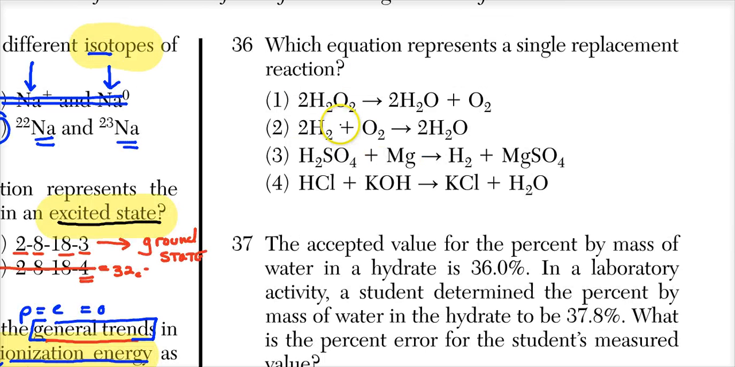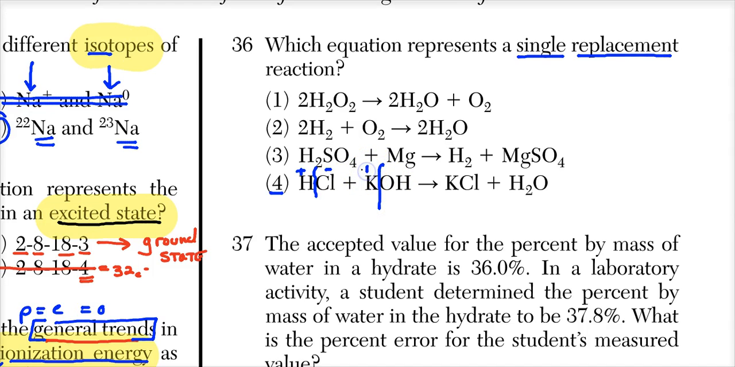Number 36, which equation represents a single replacement reaction? Now, if it's a single replacement reaction, we're going to replace one compound with another, okay? So let's look at choice 4 for a second. Choice 4 is not the answer, but I want to show you something. Choice 4 is made up of H, which is H plus, chlorine, which is -1. It's made of a hydroxide ion. I'm splitting apart the things that are positive and negative.